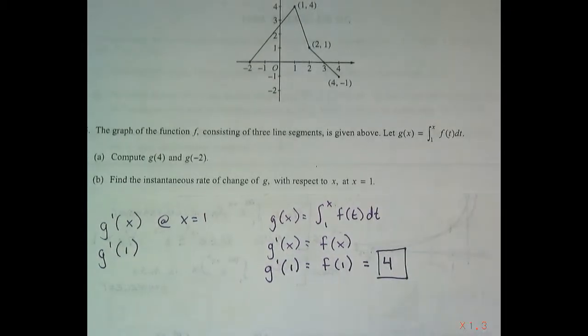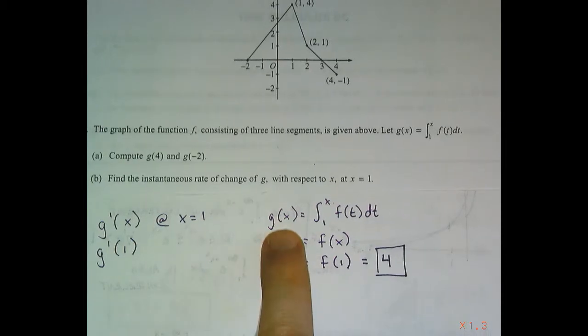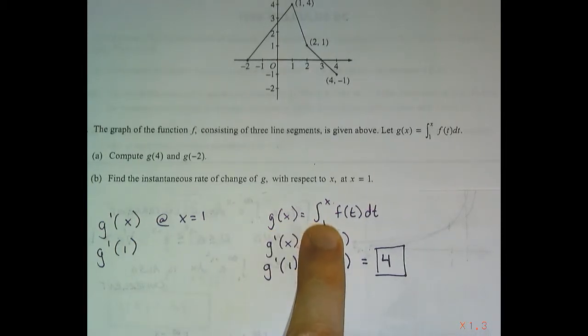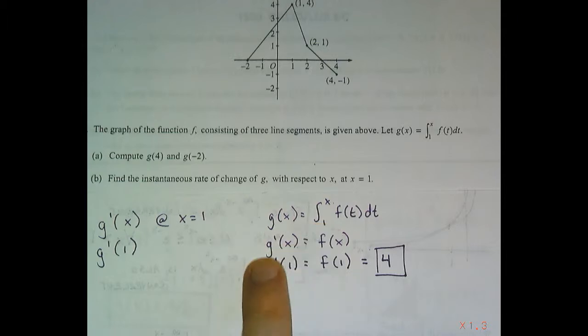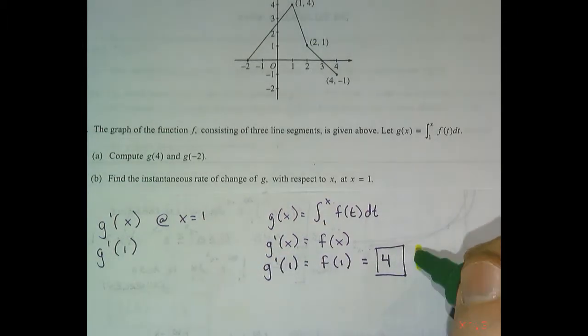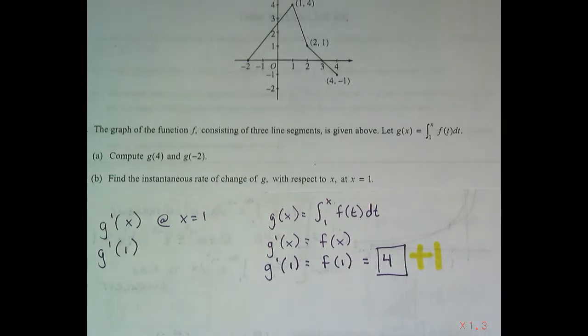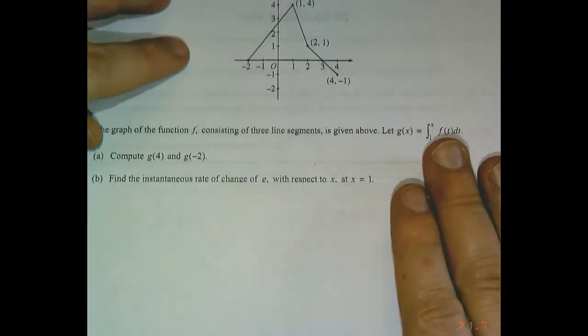Okay. So part B, pretty straightforward. You just had to remember that for the derivative of an integral defined function, you apply the fundamental theorem of calculus. So part B is worth 1 point. You get 1 point for getting the correct answer there. Moving on to part C.